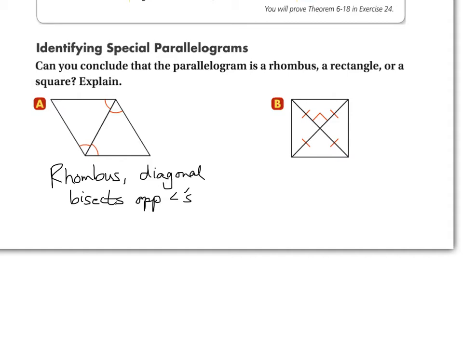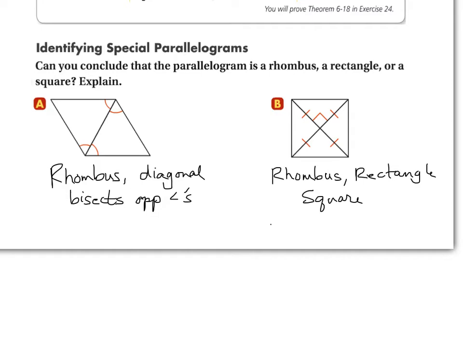All right, letter B, we've got a couple different things. You see that the diagonals are perpendicular. If the diagonals are perpendicular, you have a rhombus, for sure. But you'll also notice that the diagonals all have the same marking, which means that they're all the same length. If the diagonals are congruent, then it's also a rectangle. Well, if it's a rhombus and it's a rectangle, then as we talked about in class today with section 6.4, we also know that this is a square as well. In this case, it happens to be all three.